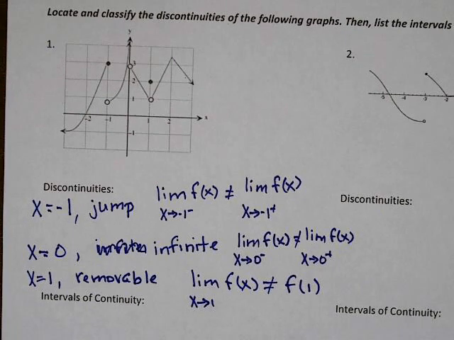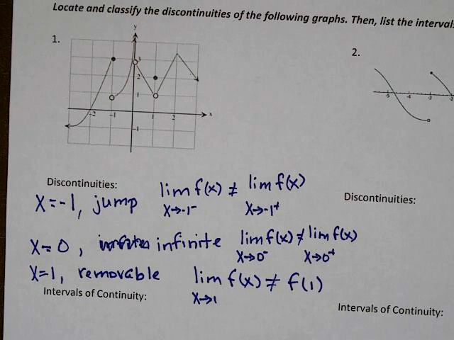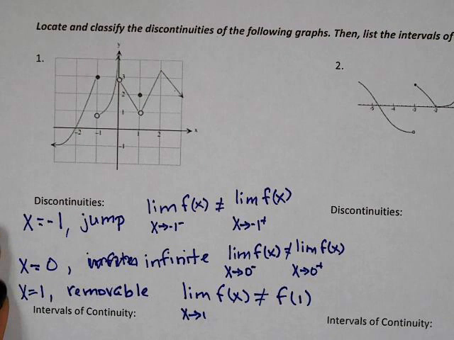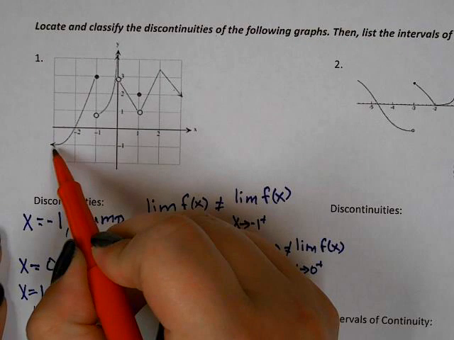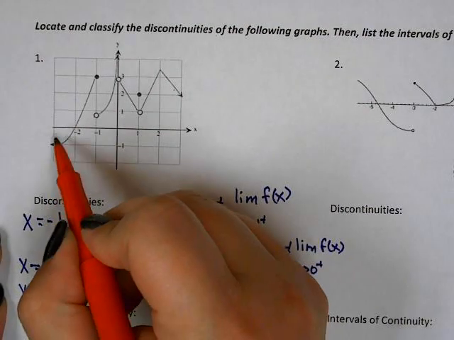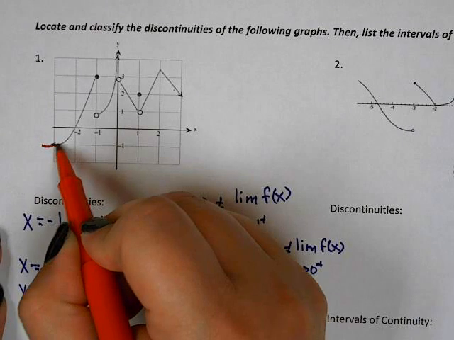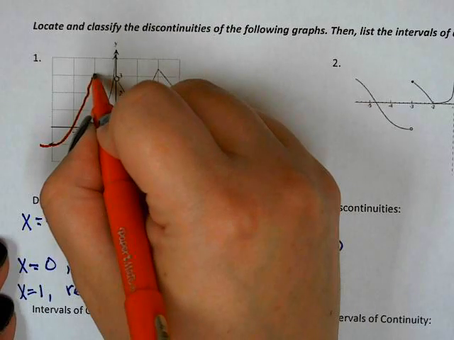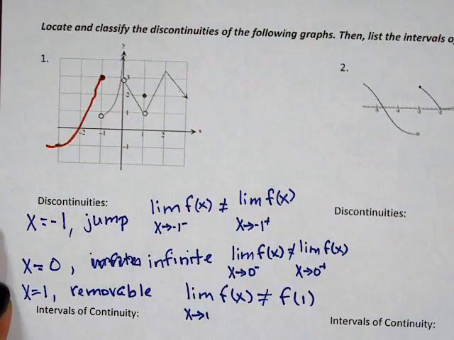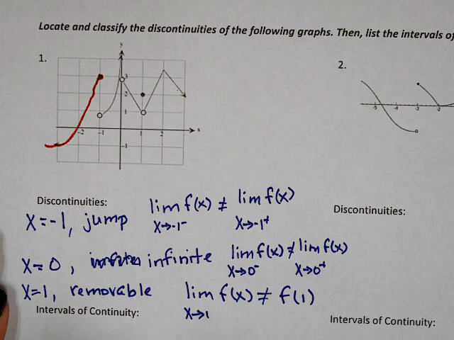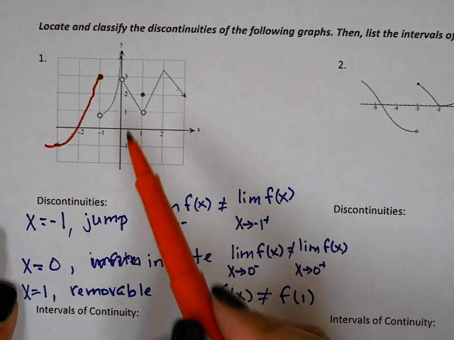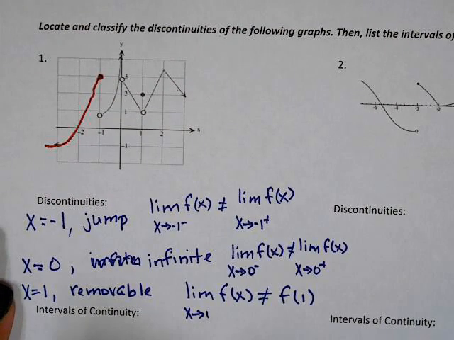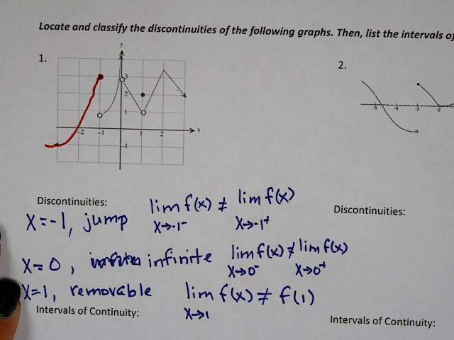Now we have to name our intervals of continuity. So I'm going to start over here, and I can see that this arrow is going on forever towards negative infinity. So from negative infinity all the way up to -1, we're continuous. So from negative infinity to -1. And because -1 is closed, we're actually going to put a bracket instead of a parenthesis.